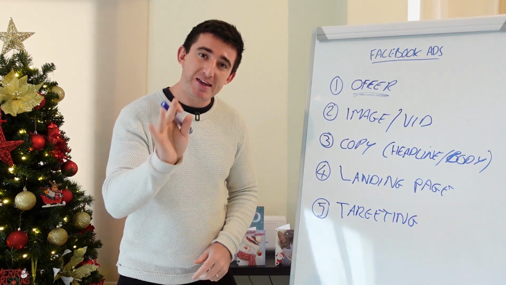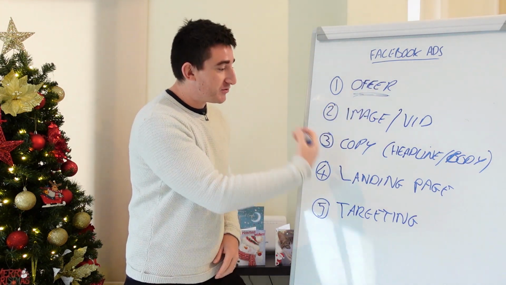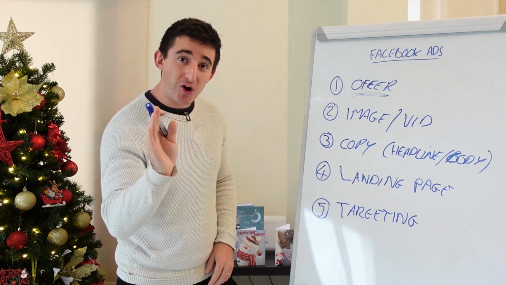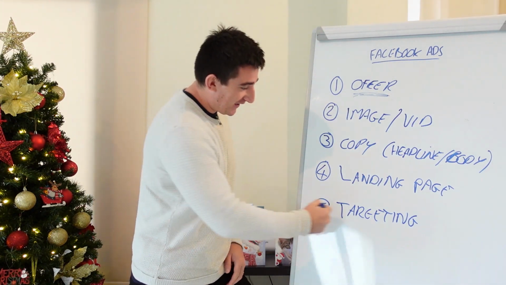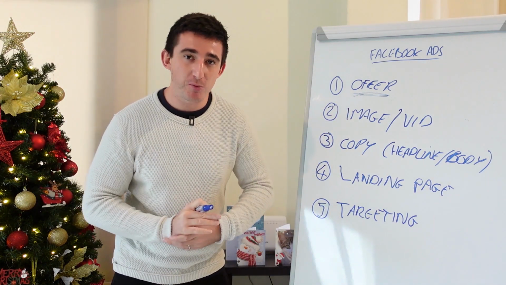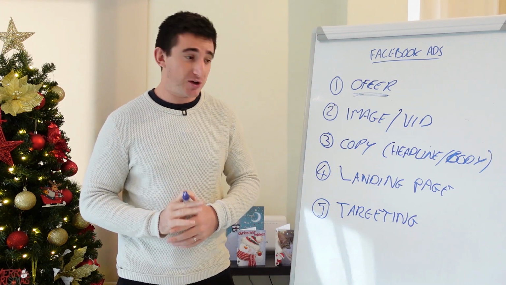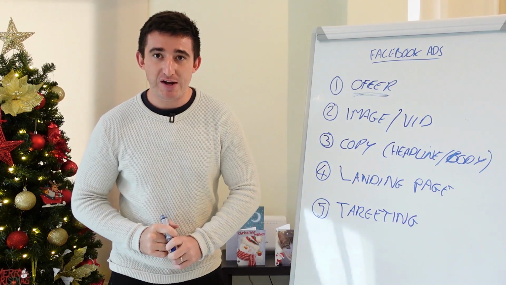So number 5 is making sure that you've got the right offer, the right image, the right copy, the right landing page in front of the right prospect, right? Get all of this right and get this wrong, then we're showing the right thing to the wrong person. It's not going to work. We're going to spend more money on the advert than it's actually going to make us. So number 5 is targeting. It's getting the advert in front of the right person.